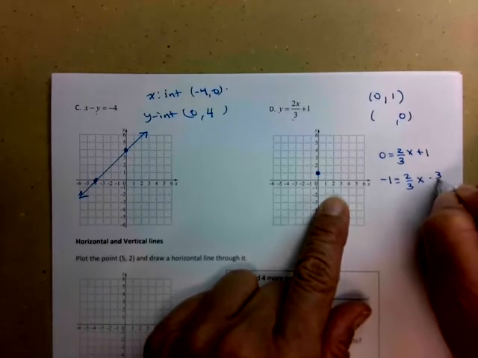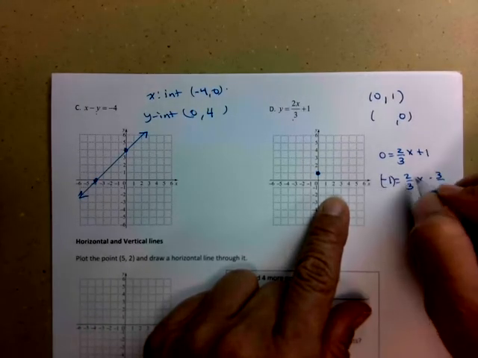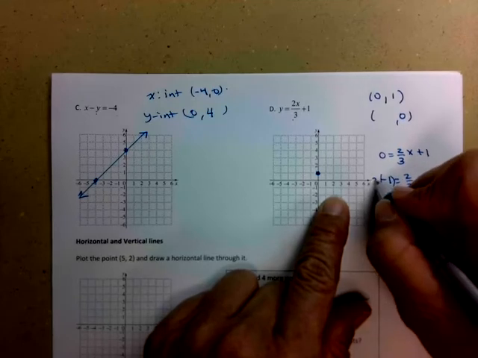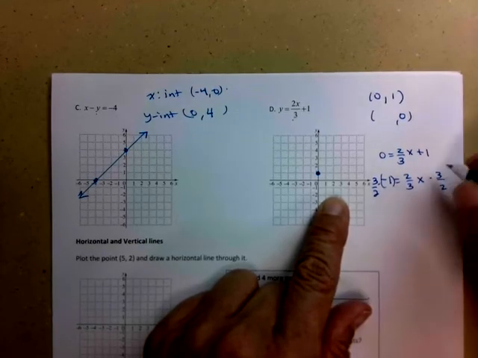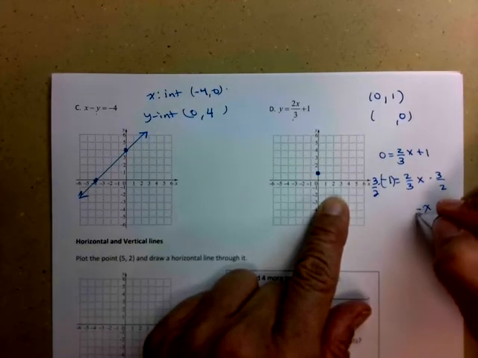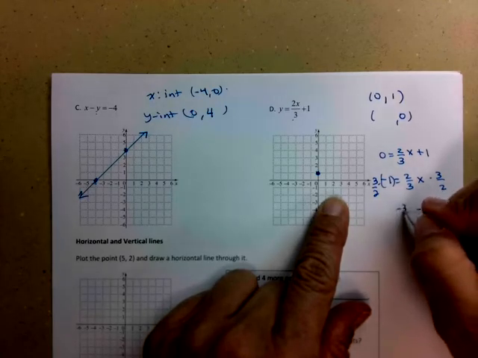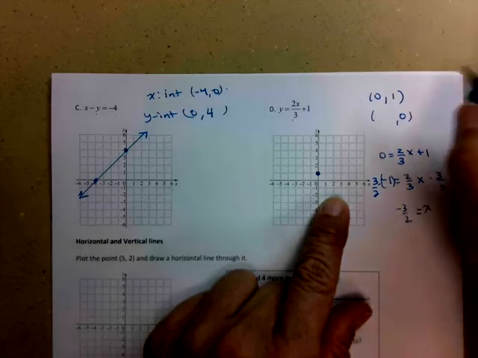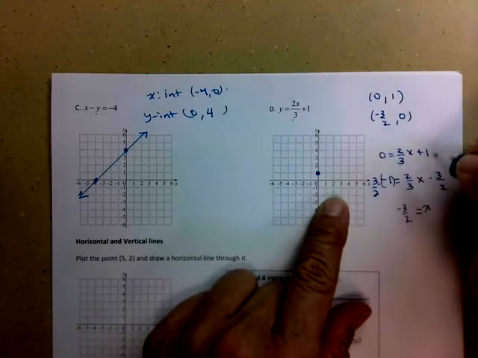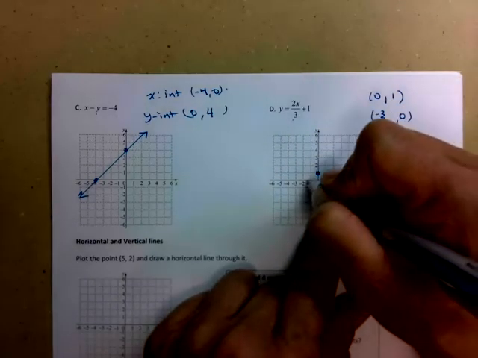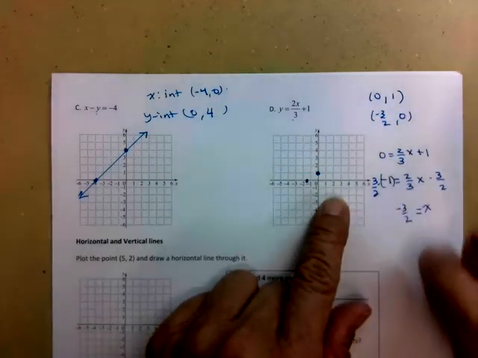And I'm going to multiply by the reciprocal of the x coefficient, right? So both sides get a 3/2 multiplying. Gives me x by itself on the right. And over there, I've just got negative 3/2. Okay, that's going to be kind of hard to plot, but that's okay. We'll figure it out. Negative 3/2, so that's negative 1.5. So kind of in there.